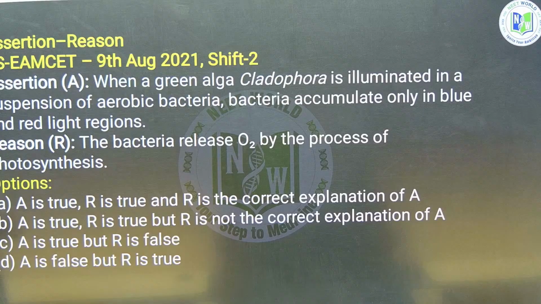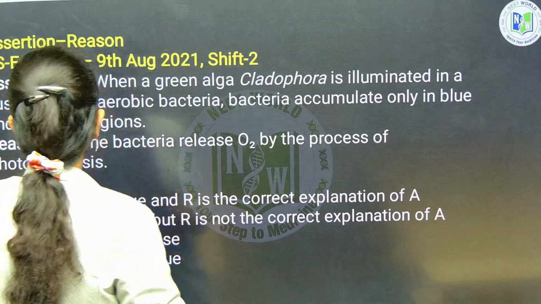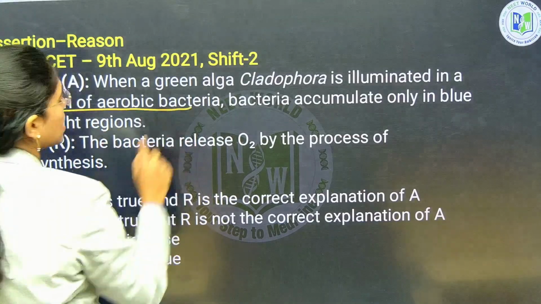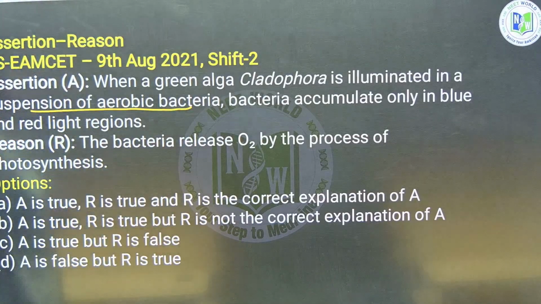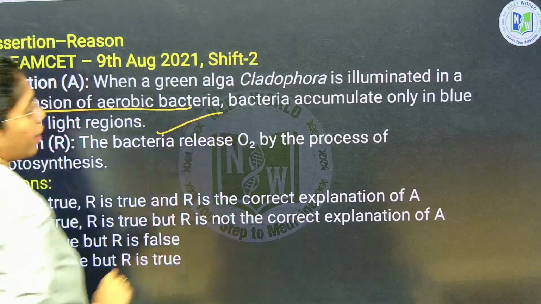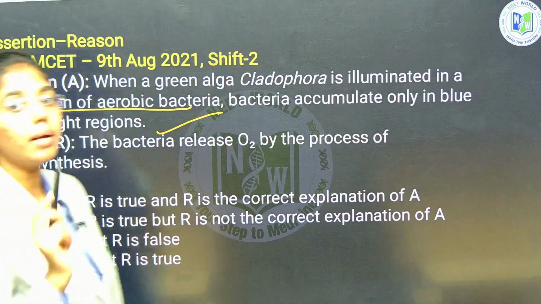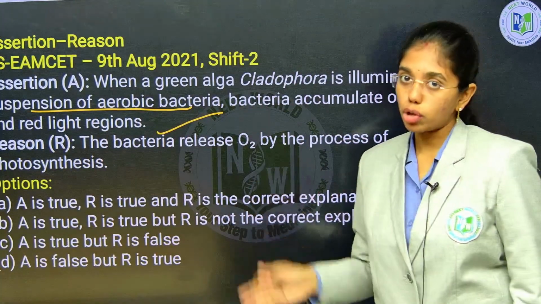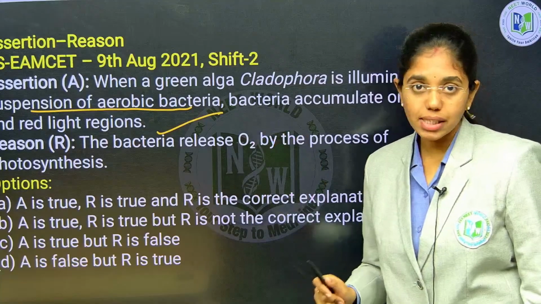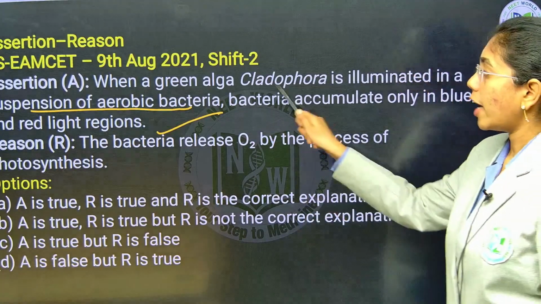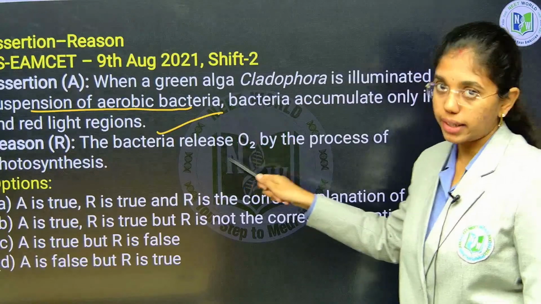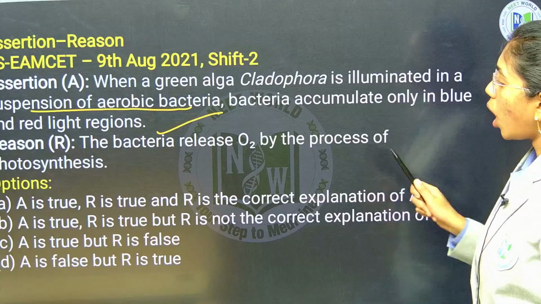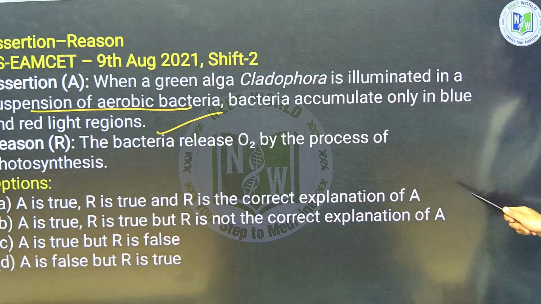When a green algae Cladophora is illuminated in a suspension of aerobic bacteria, bacteria accumulate in the blue and red regions of sunlight. Correct, because in the blue and red regions the maximum amount of sunlight is absorbed and the maximum rate of photosynthesis happens, maximum oxygen evolution happens, and thereby aerobic bacteria got accumulated in these two regions. The bacteria release oxygen by the process of photosynthesis.